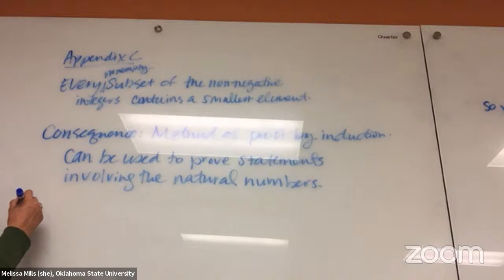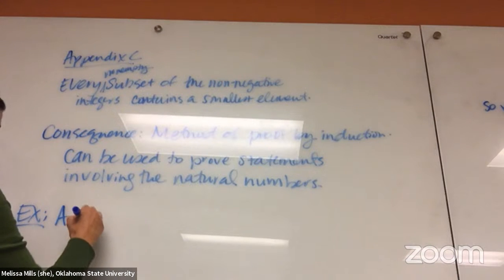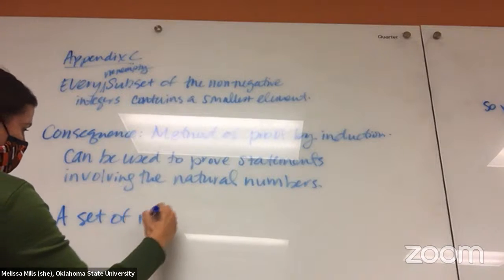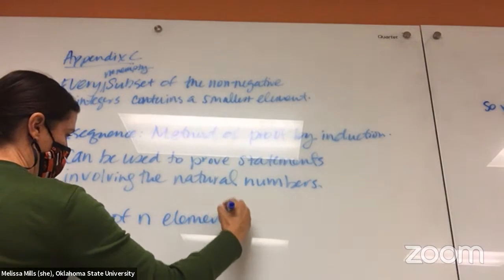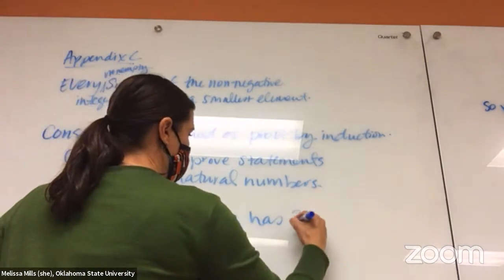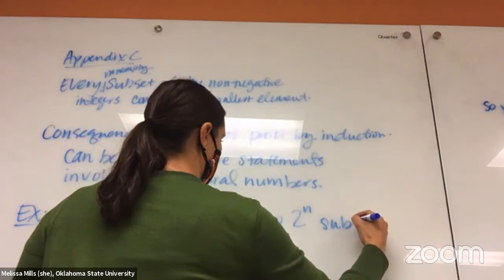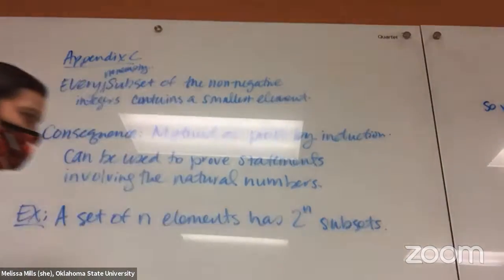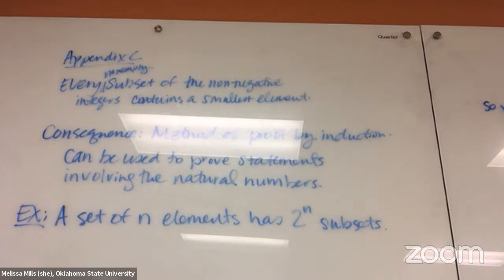So here's an example of a statement about integers. We could say a set of n elements has 2 to the n subsets. So that is a statement that is based on the integers, right?